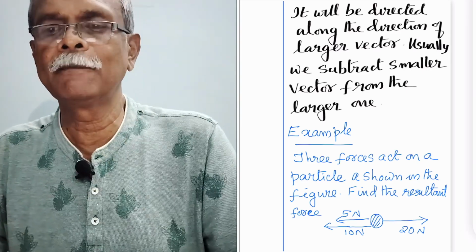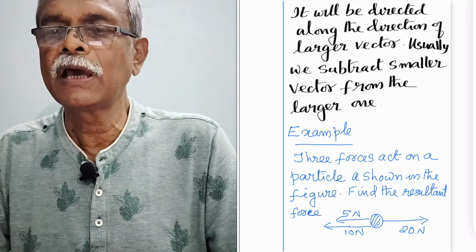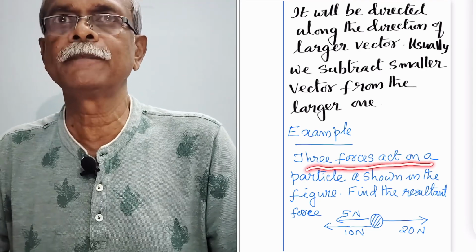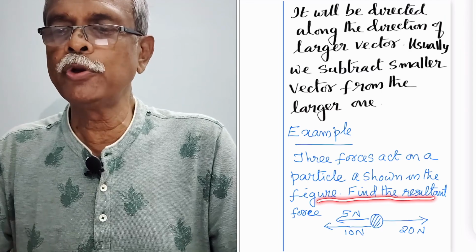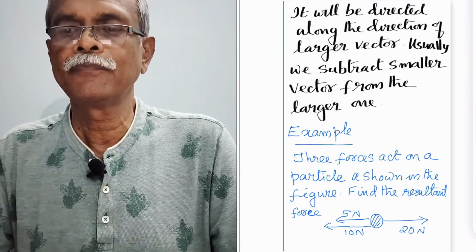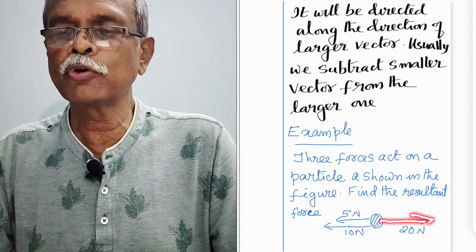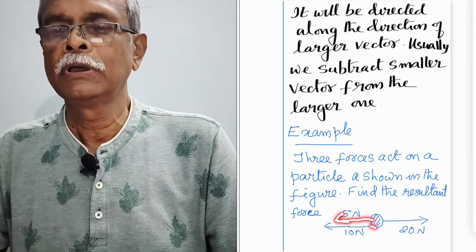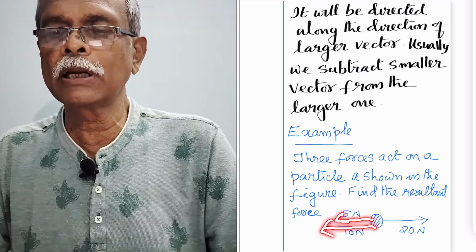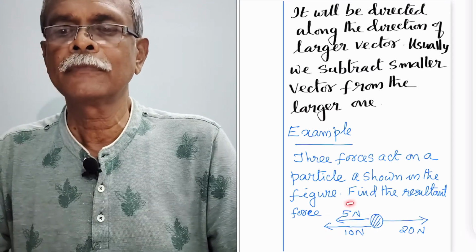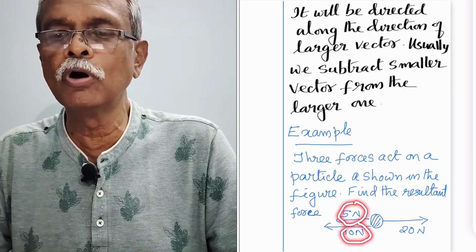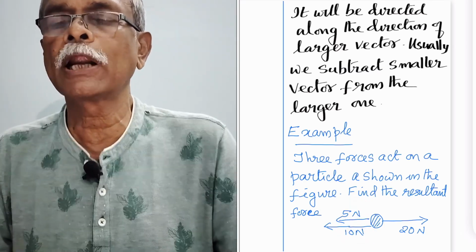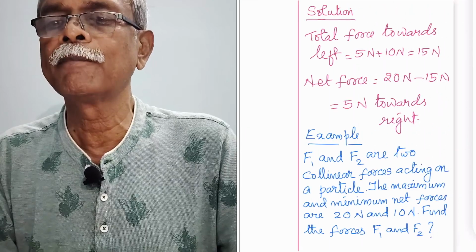We will take an example. Three forces act on a particle as shown in the figure. Find the resultant force. There is a 20 Newton force acting in this direction, a 5 Newton force acting towards left, and a 10 Newton force acting towards left. The 5 Newton and 10 Newton are in the same direction. Therefore, their resultant will be the sum of those two, that is 5 Newton plus 10 Newton.